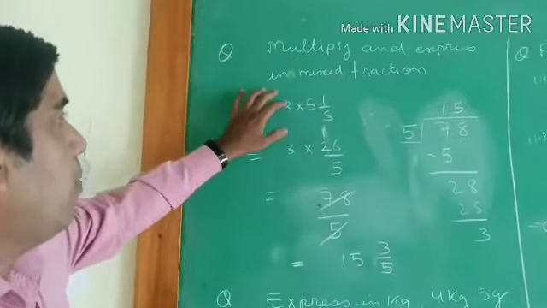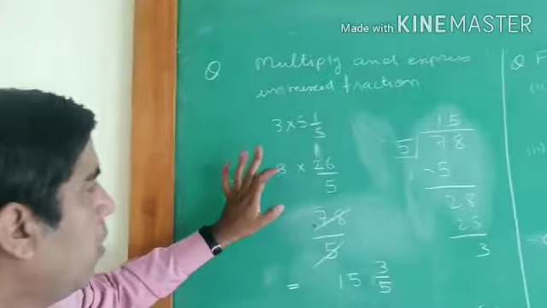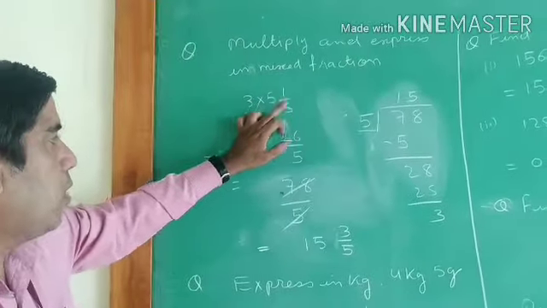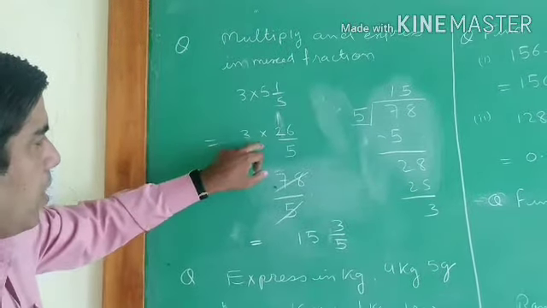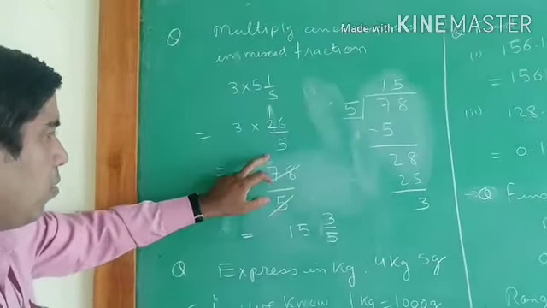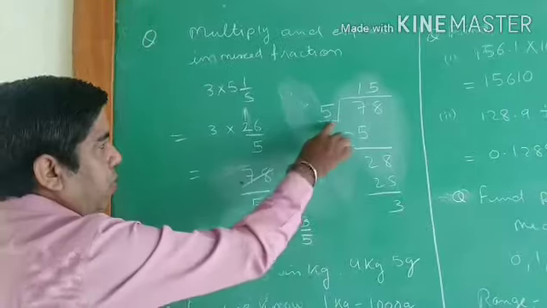Multiply and express in mixed fraction: 3 multiplied by 5 and 1 by 5. Now you can see here 5 fives are 25, 25 plus 1 is 26, so 26 by 5. Now when you multiply 3 into 26, the answer comes 78. Now I cancel here, and you can see it comes like this in the mixed fraction form. So I have done the calculation.